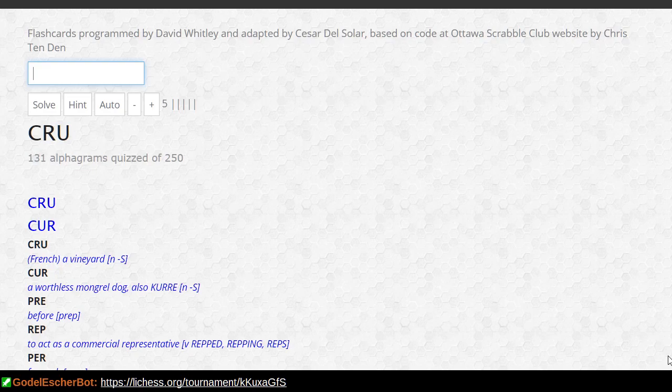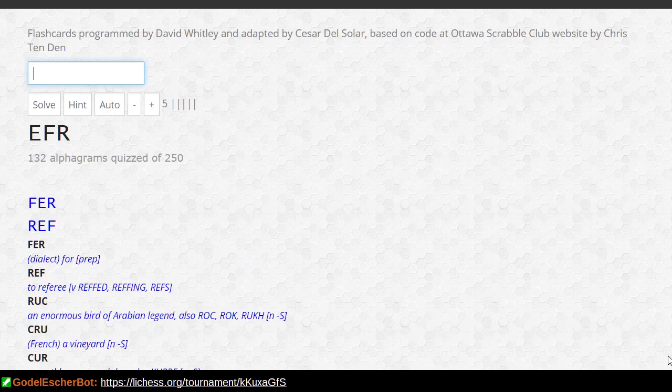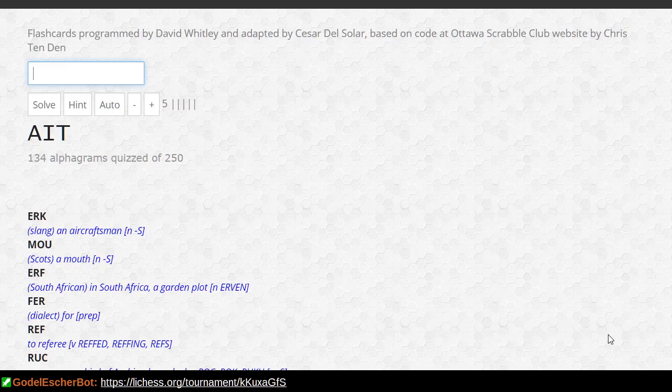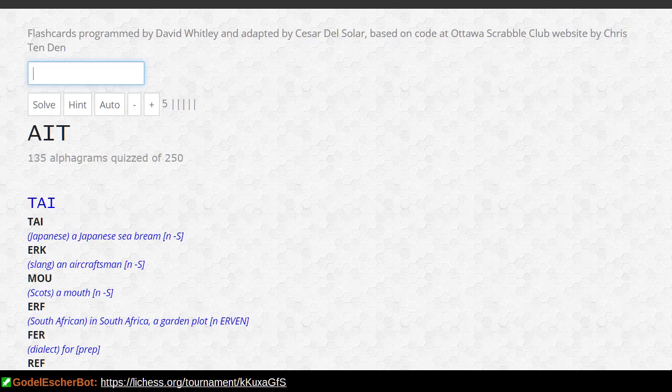Is this valid? Rock. An enormous bird of Arabian legend. Also, rock. We're going to see that over and over. I'm eventually going to remember it, maybe. It's ref to referee. Fur means four. ERF. A garden plot in South African. All right. Mao. It's a mouth. Okay. I don't know what this is. Irk. An aircraftsman. Not heard it used that way. Tia. It's not valid. Tie. A Japanese sea bream. I'm not sure what bream refers to. I'm assuming it means like a wave or something, or an animal.